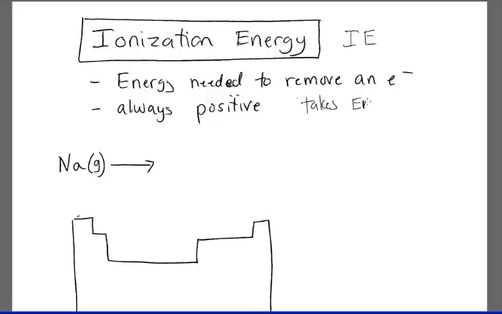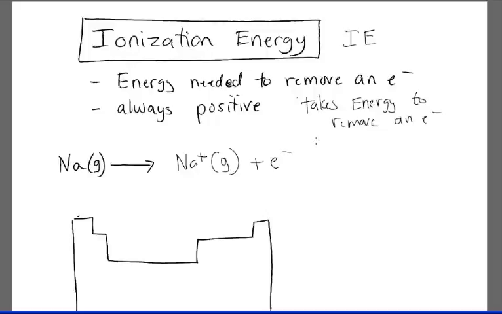Takes energy to remove an electron. All right, so the process can be written like this. Sodium gas, and that's meaning that it's a single sodium atom, becomes sodium plus, and we're going to write it as gas again, plus an electron. And that is the ionization process.